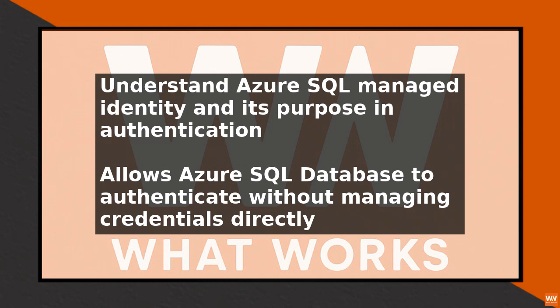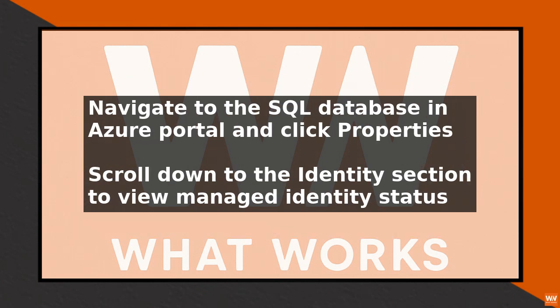Navigate to the SQL database or managed instance for which you want to disable Managed Identity. In the left-hand menu, click on Properties. Scroll down to the Identity section. Here, you will see the status of the Managed Identity. If it is enabled, you will see an option to disable it. Click on the Disable button to disable the Managed Identity.